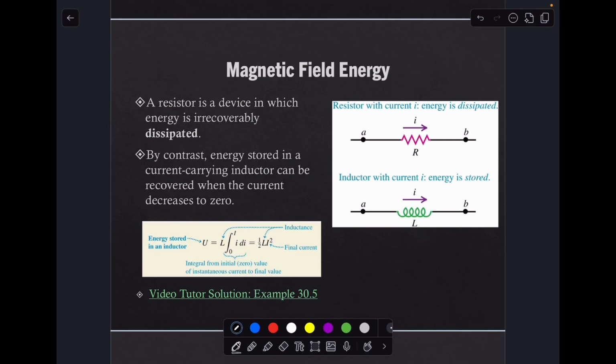So magnetic fields, which are creating this change in current, remember, changing current creates a changing magnetic field, which itself creates an induced current. Those are storing energy and delivering it back into the circuit as an induced current. So an inductor with current I stores energy.